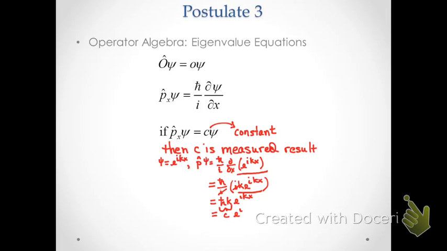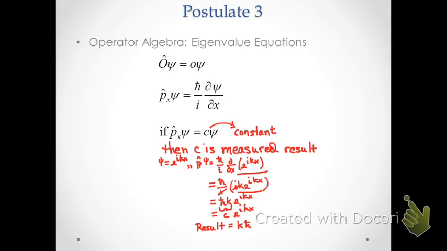Well, what we have here is that k and h bar are both constants. So we have a constant times our original function, e to the ikx. That means that our function here is an eigenfunction of the momentum operator, and k h bar is the eigenvalue corresponding to that function. And because k h bar is the eigenvalue, that is what we're going to measure in the lab.